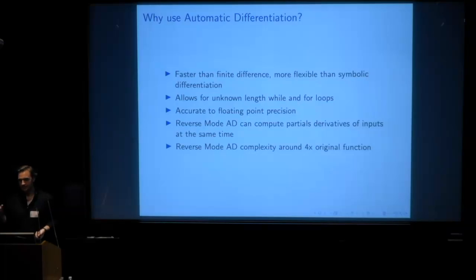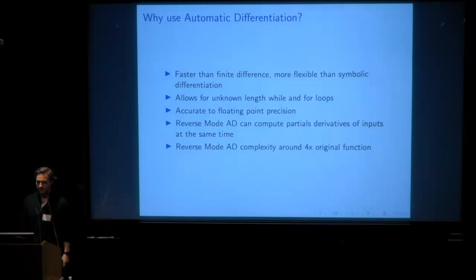When I say it's faster than finite difference for reverse mode, normally with finite difference, you have to do one input parameter at a time, getting its individual gradient. With reverse mode automatic differentiation, you can get all of the gradients with one sweep, which is quite nice. And symbolic differentiation has a lot of catches. For instance, you usually can't do while loops in symbolic differentiation. But automatic differentiation allows for while and for loops of unknown length at compile time. It is also accurate to floating point precision, so you don't have to worry about what tolerance level you need for your given program, as you do with finite difference.